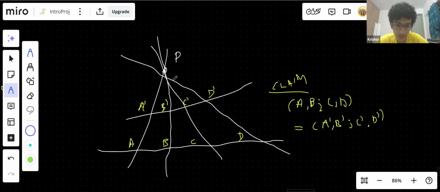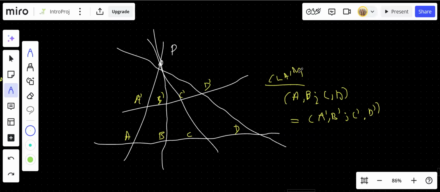Can someone prove this? What I've done is I've taken this point P, and these four lines pass through it, and there's this one line L which intersects them at A, B, C, D, and there's another line. These two aren't parallel, by the way. These two are just random lines, and I have A dash, B dash, C dash, D dash, and I want to prove that A, B, C, D is somehow miraculously equal to A dash, B dash, C dash, D dash. Can someone prove this?